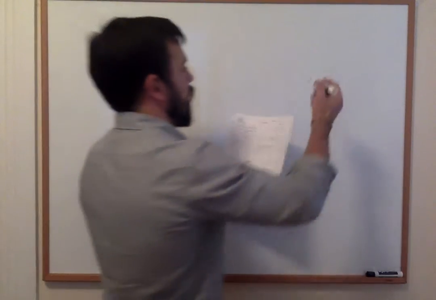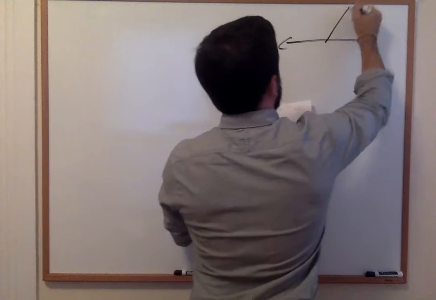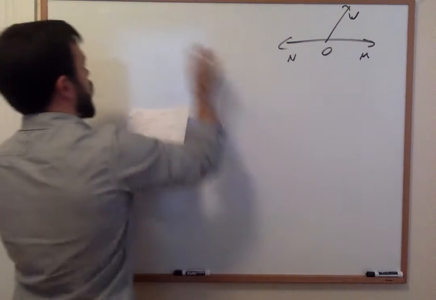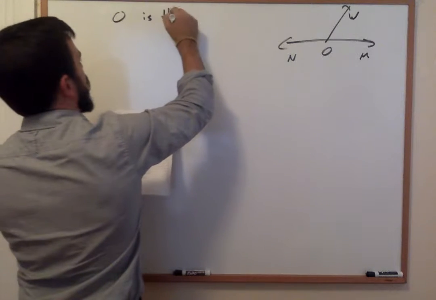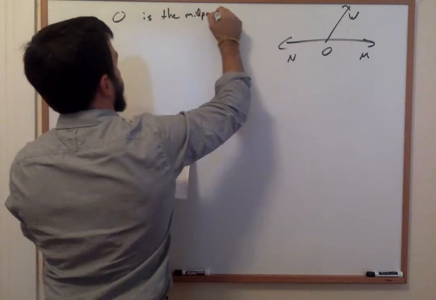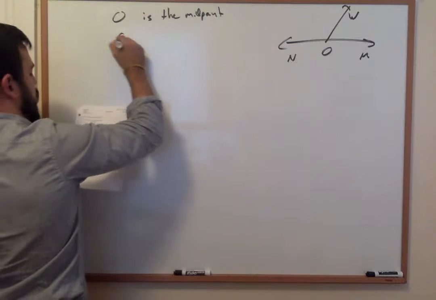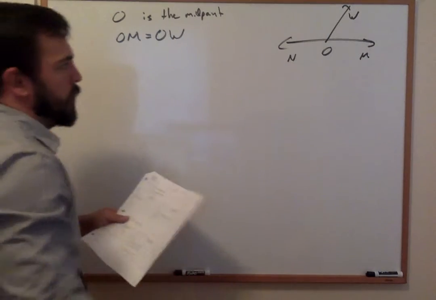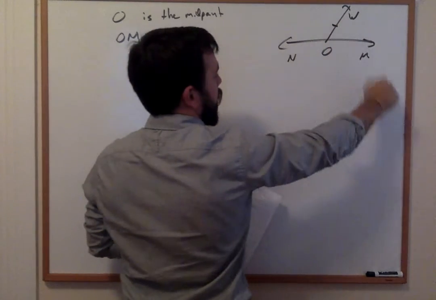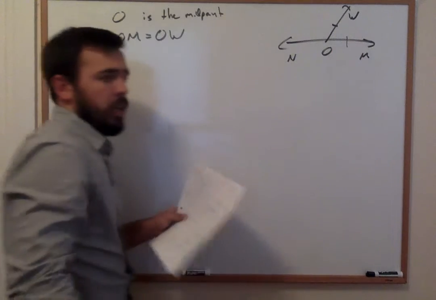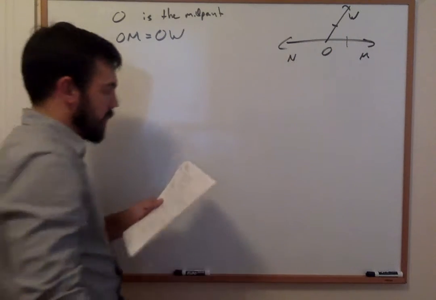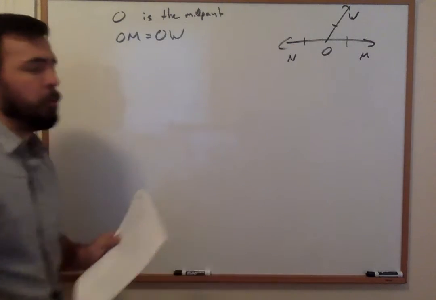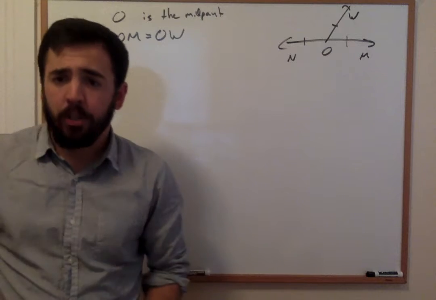Okay. We are given that O is the midpoint. And we're also given that segment OM, the measure, equals the measure of OW. So, we know that OW and OM are going to be the same. And we also know that O is the midpoint, therefore those are going to be congruent. So, this is a pretty straightforward one.